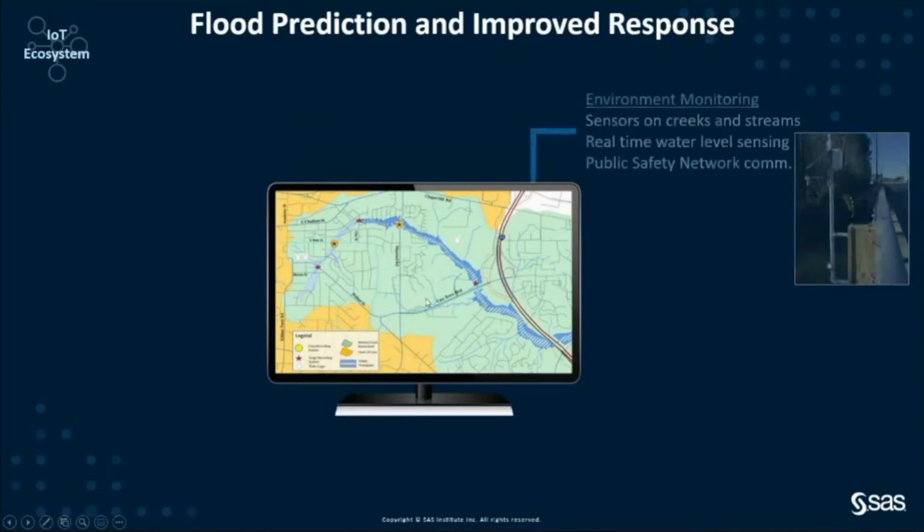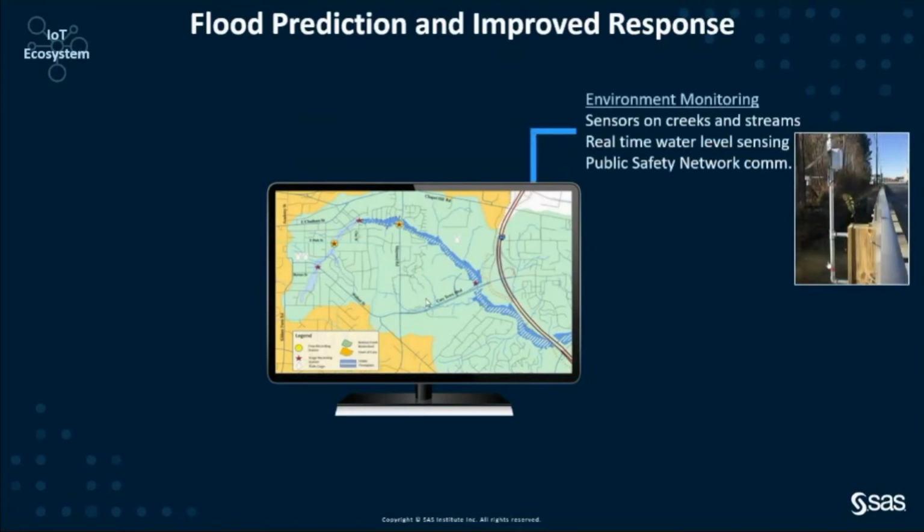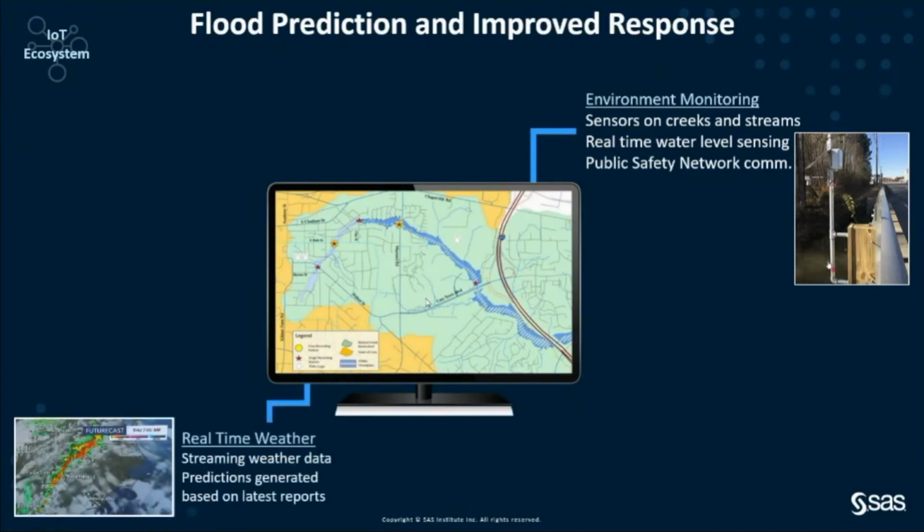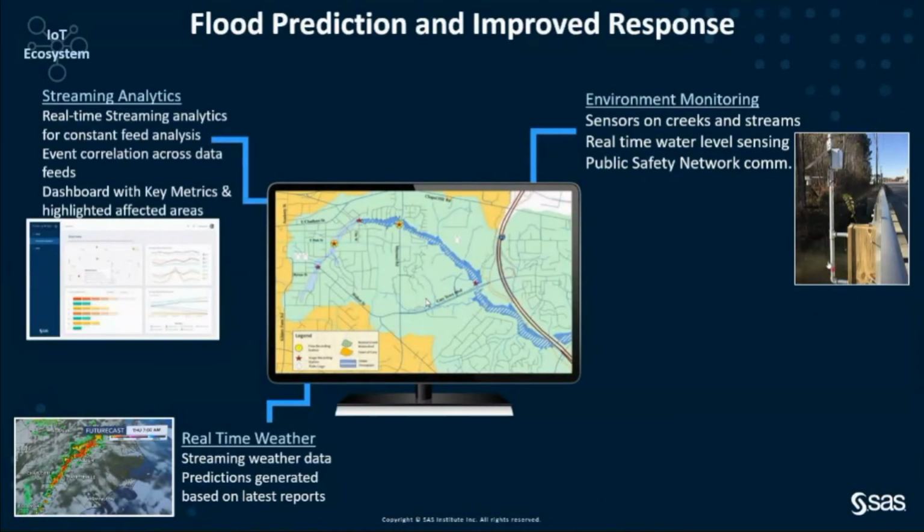And what we saw is that by putting the sensors in the creeks and in different places in the stream, we were able to know how the water is rising and how fast it is rising. We were also collecting real-time weather reports, and this was helping us predict, based on the information we are collecting, where we can expect the next heavy rainfall and what preventive measures we can take there. So everything was using streaming analytics.